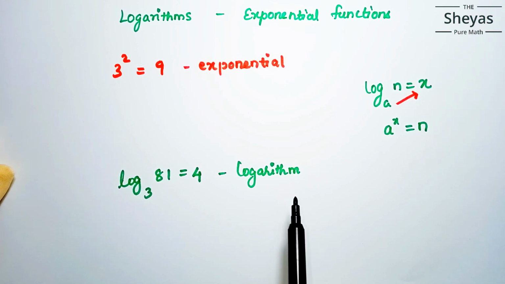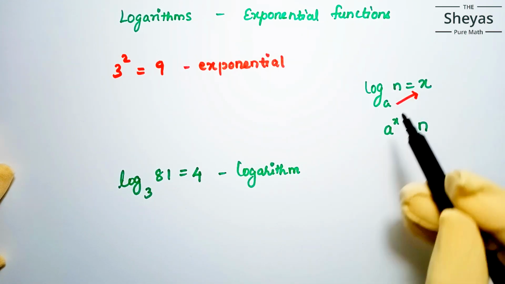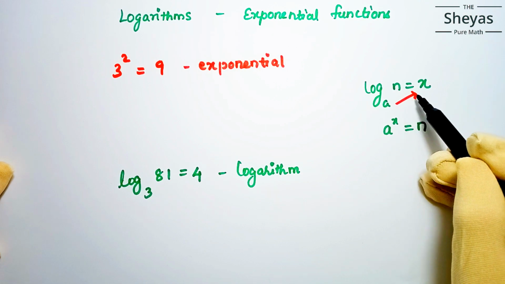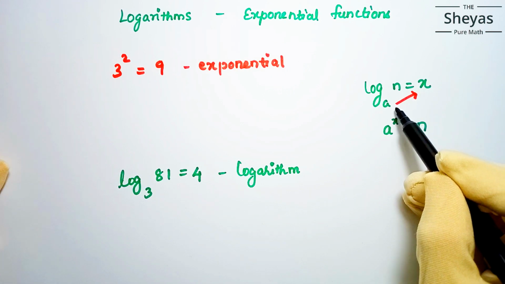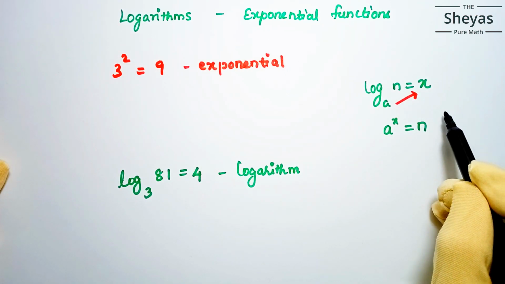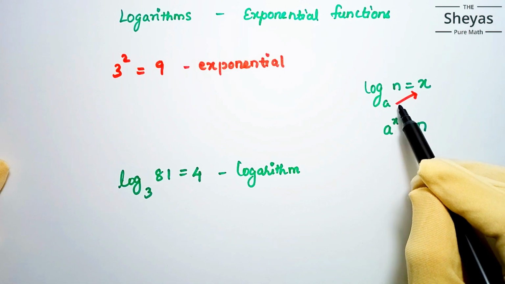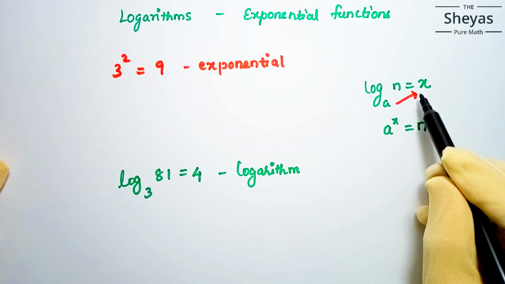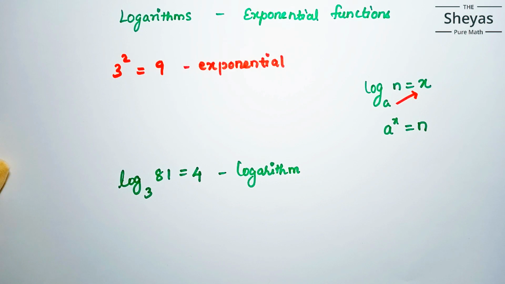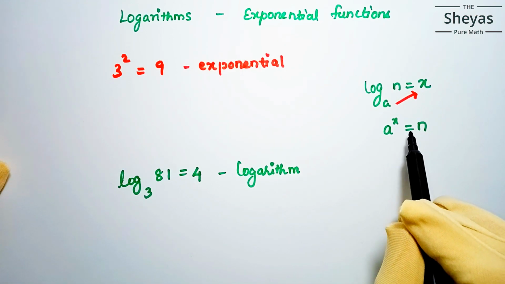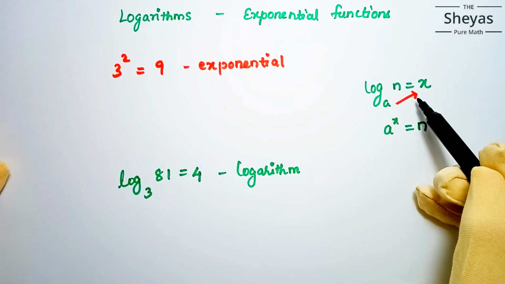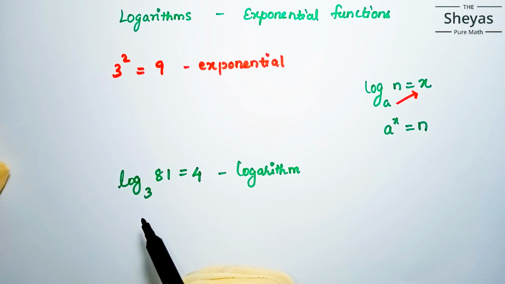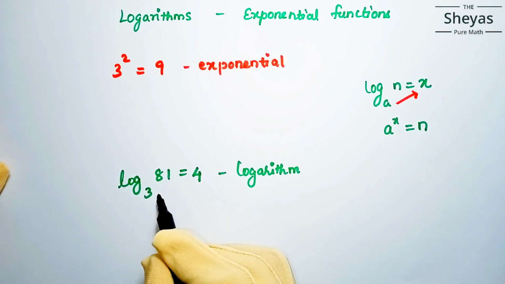Now we are going to convert logarithm to exponential and exponential to logarithm. Just see here, keep this arrow in mind: a is here and x is here. When we are converting to exponential, you keep this arrow in mind. So a power x is equal to n. That is how to convert the logarithmic form to exponential form. So let's do this problem first.